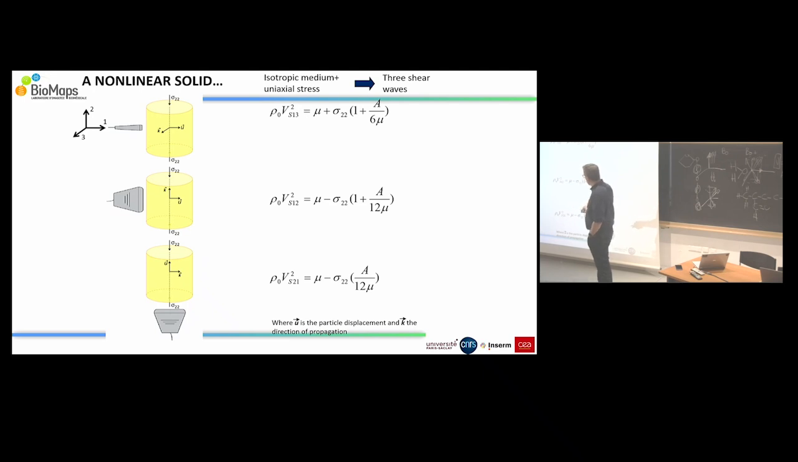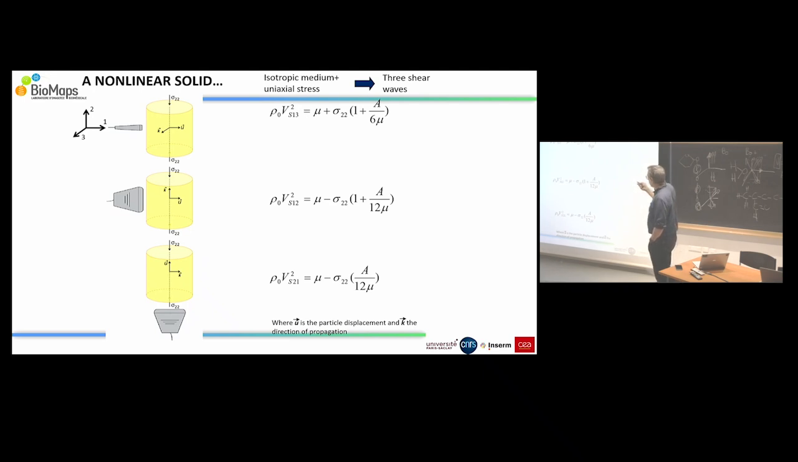I get this one. And when I use the acousto-elasticity theory, which is a theory that explains the nonlinearity in tissue, when you apply a stress, you will have this parameter that appears, which is the nonlinear term. And you see that if you have no stress, sigma is equal to 0, this term vanishes, this term vanishes, this term vanishes, you retrieve V square equal mu. You are in the case of an isotropic medium.